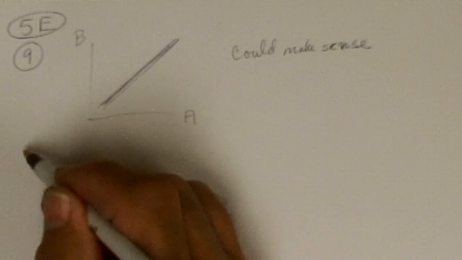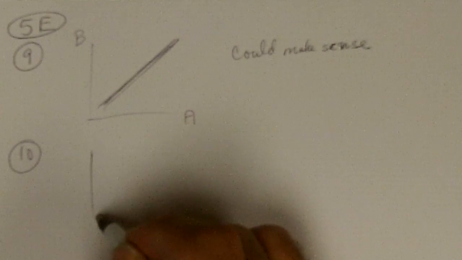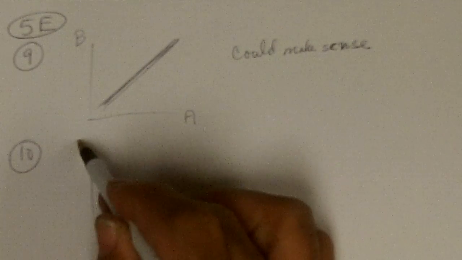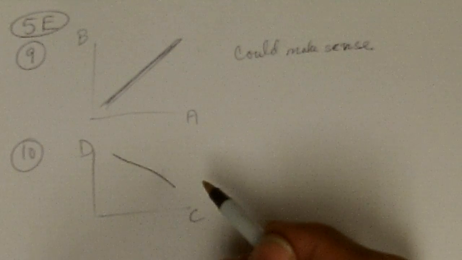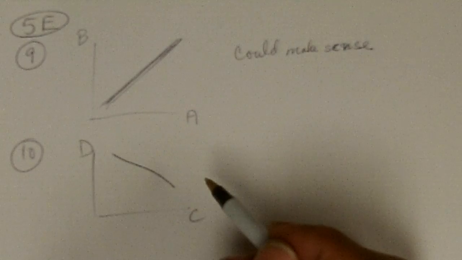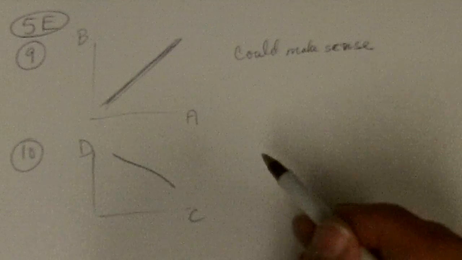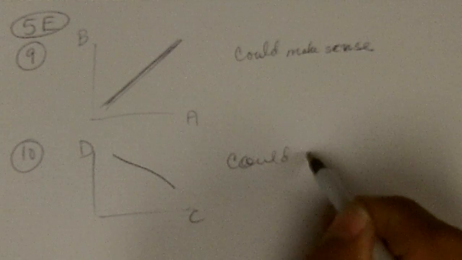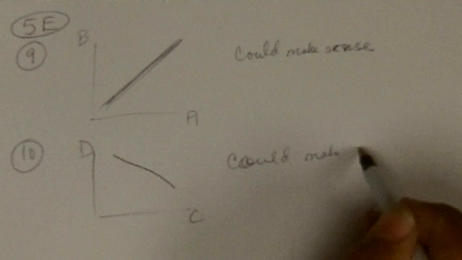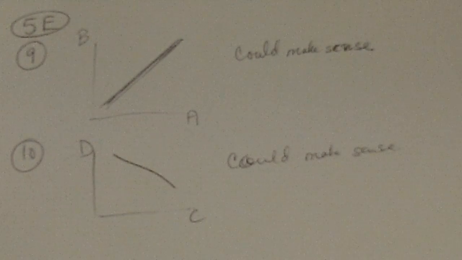Okay, and then number 10 basically says C and D have a negative correlation. Does C cause D to decrease? As C increases, D decreases? And it could make sense, yes, although we don't know for sure that C causes D.